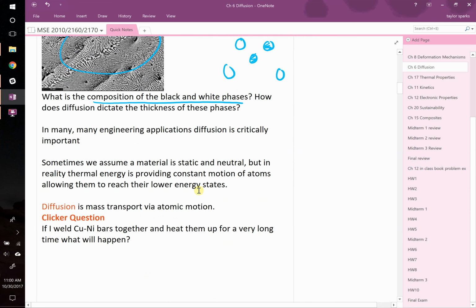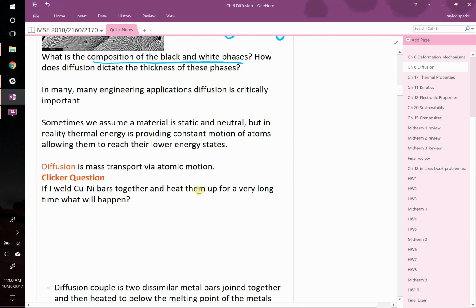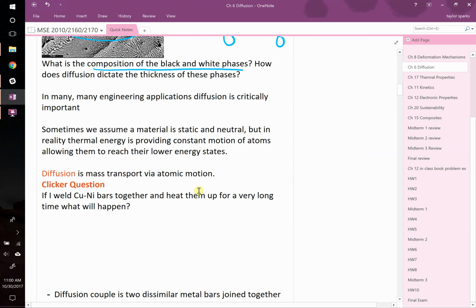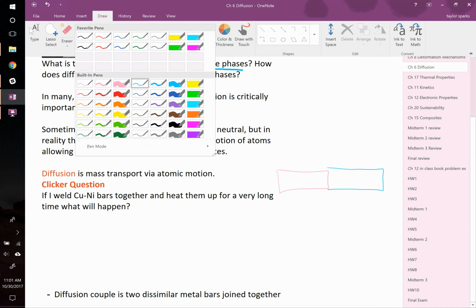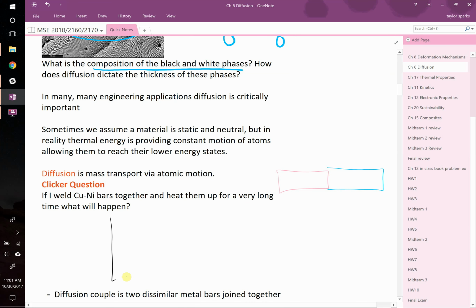Let's start by talking about diffusion in terms of atomic motion. And to do that, let's imagine a scenario. Imagine that you weld copper and nickel bars together, right? You start out with a pure bar of copper and a pure bar of nickel, right? You weld them together so they're stuck together. Imagine what the profile is going to look like in terms of concentrations. The concentration profile might look something like this.